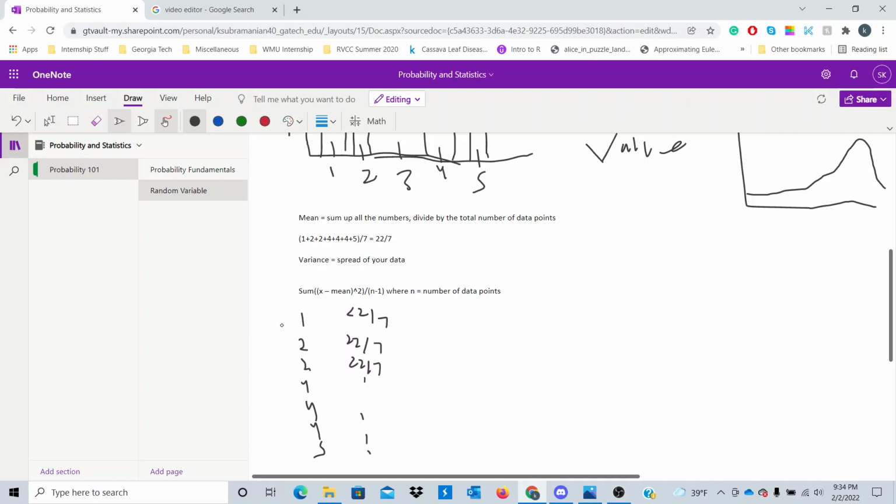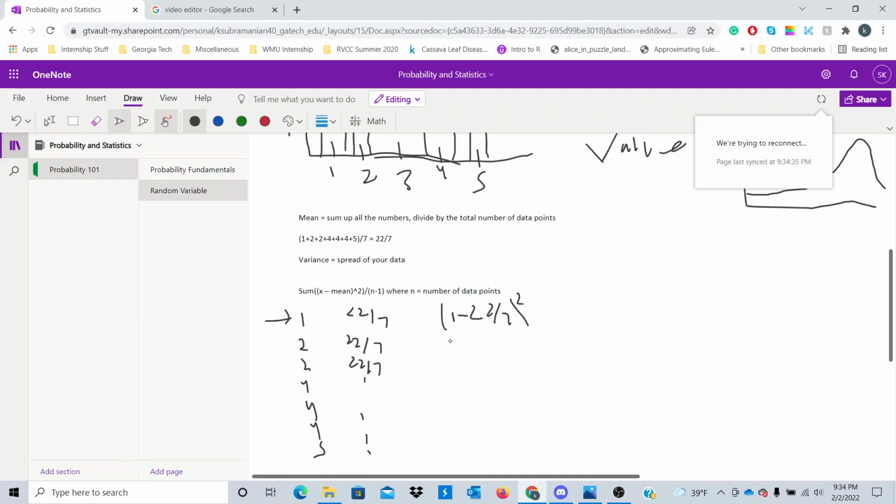So what we are going to do is, for this row, we're going to take 1 minus 22 over 7. We're going to take the difference, and we're going to square it. The reason why we square the difference is because we want to care about the spread of your data. If your data is very far left of the mean or very far right of the mean, we want to penalize both equally, which is why we square the difference.